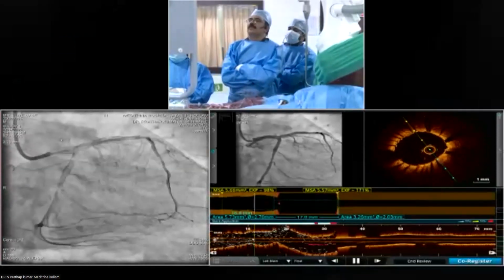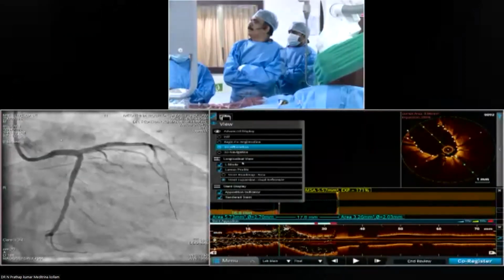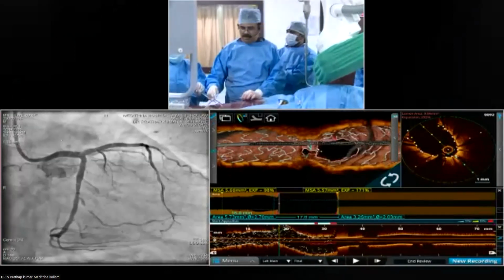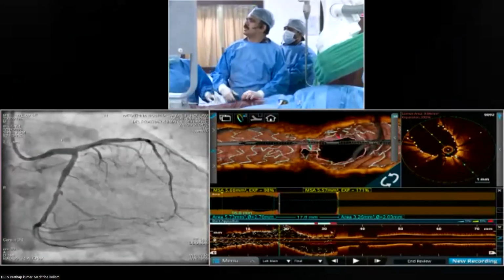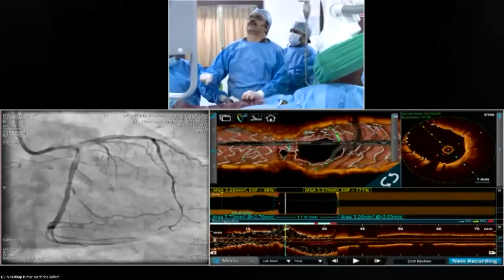We have an excellent impression. Yeah, it looks perfect. Just focus your attention on the 3D picture. Yeah, we can see now the ostium of the circumflex. Ostium of the circumflex is very good. That's right, very good. And what is the area? Can you just tell the LAD ostium, what is the area?